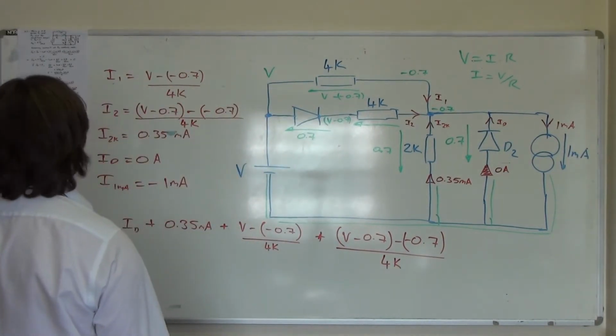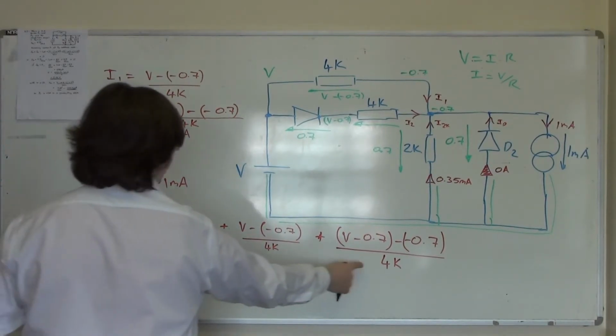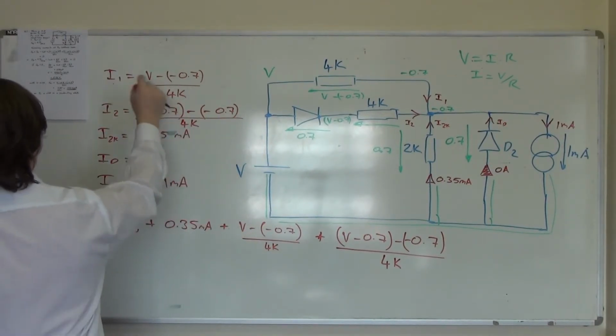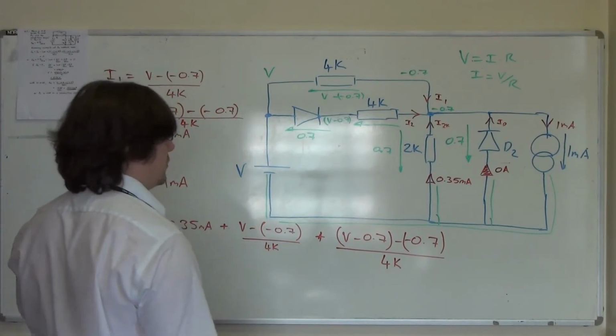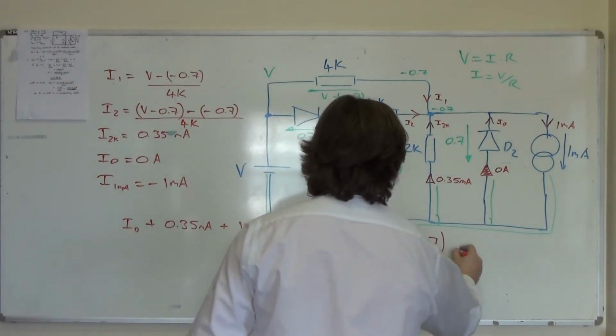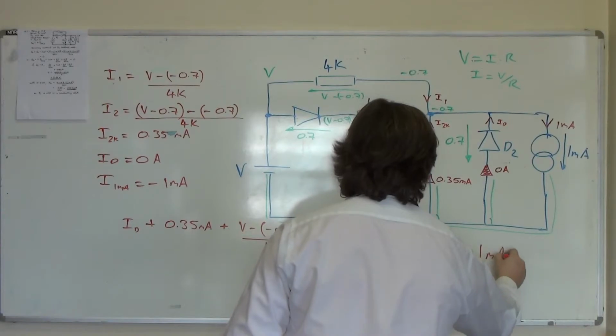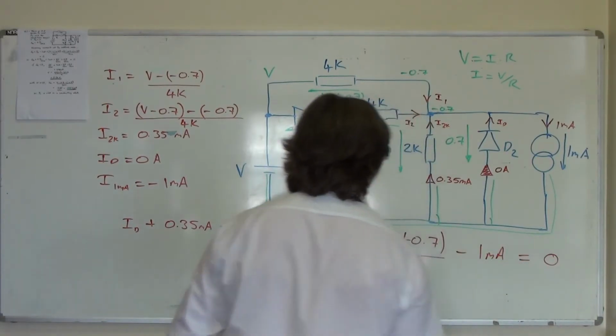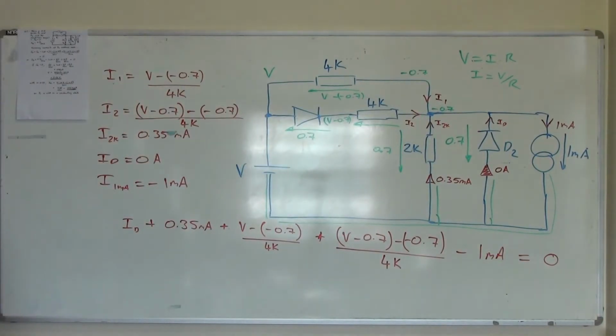And is that the last thing? We've got 1, 2, 3, 4, 5 terms. So we've got the 1 milliamp to do as well. And this is minus 1 milliamp, all equals 0. And that's what we've got on the sheet, more or less. So we can rearrange this to get V, in fact, which is what we're after.